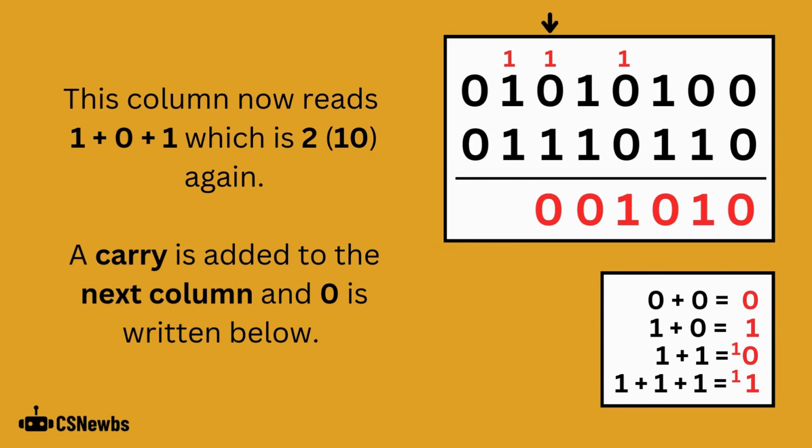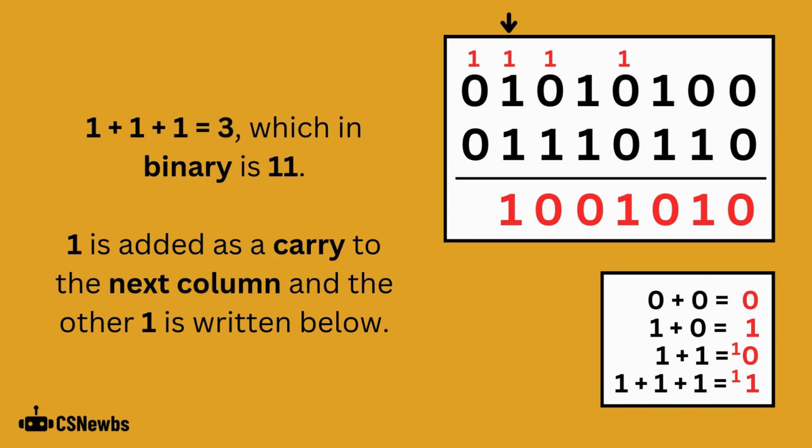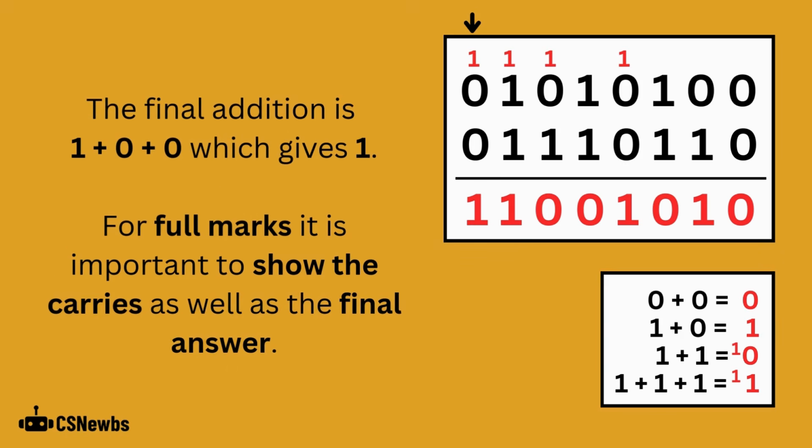The carry is added to the next column, and a 0 is written below. 1 plus 1 plus 1 is 3, which in binary is represented as 1, 1. 1 is added as a carry to the next column, and the other 1 is written below. The final column is 1 plus 0 plus 0, which gives 1.